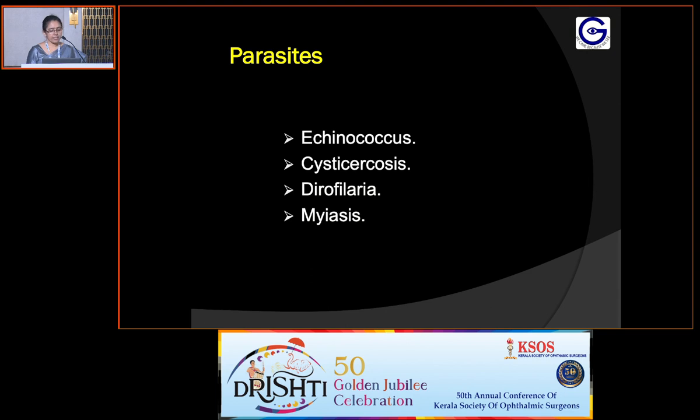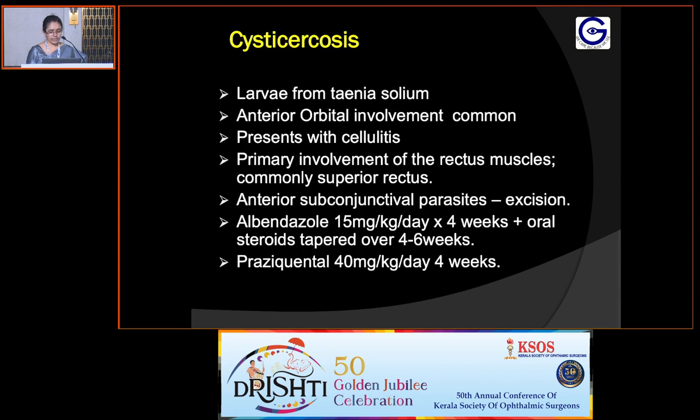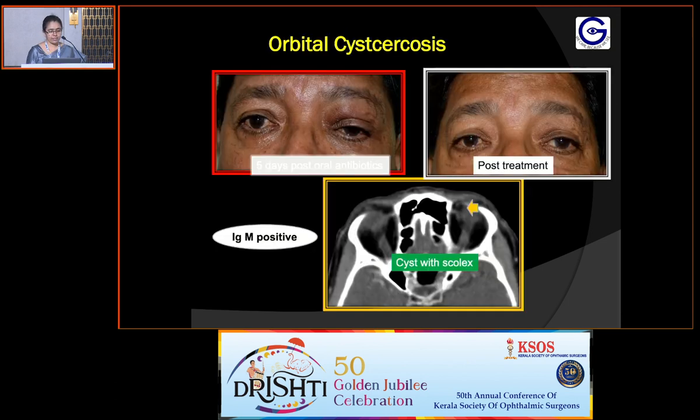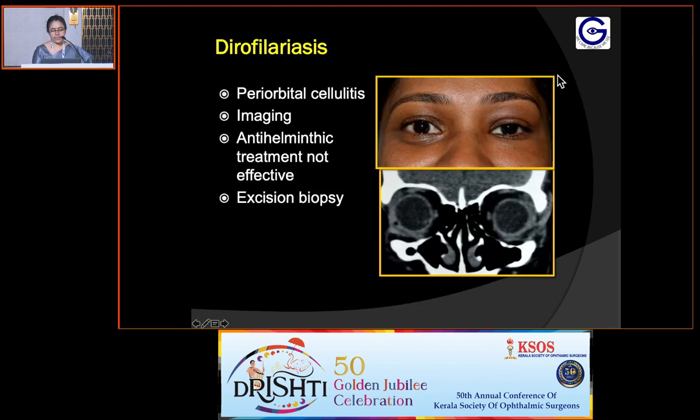Parasites: we commonly see diarrhea, cysticercosis occasionally. Cysticercosis is an anterior orbital involvement, presenting with a cellulitis-like picture, treated with albendazole. This is a case of lid edema after 6 days. He presented to us after 5 days. We did a scan, which showed a cyst with scolex. We had to confirm, so we did IgM cysticercus. It was positive. Then we treated with albendazole and he became all right.